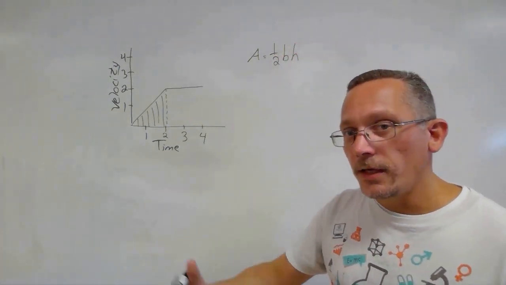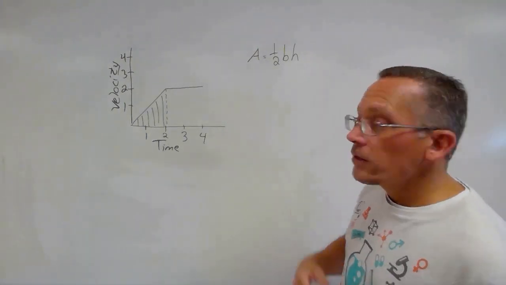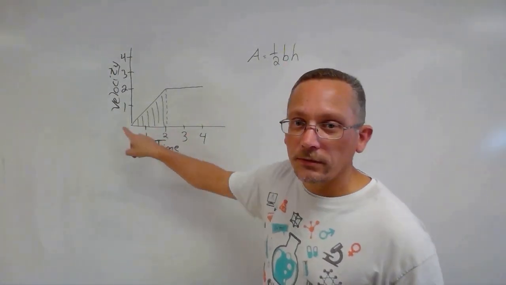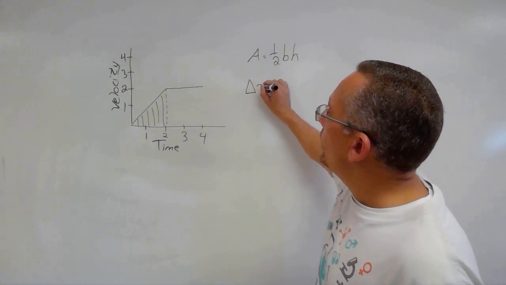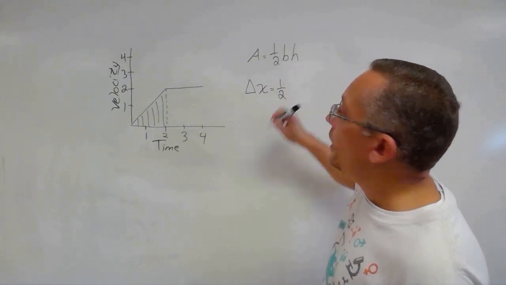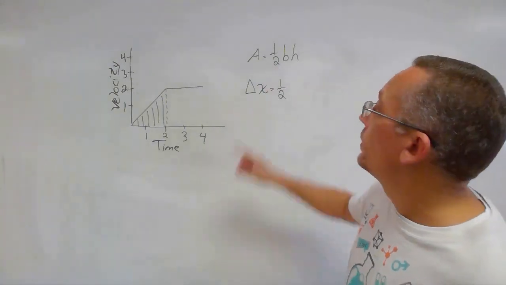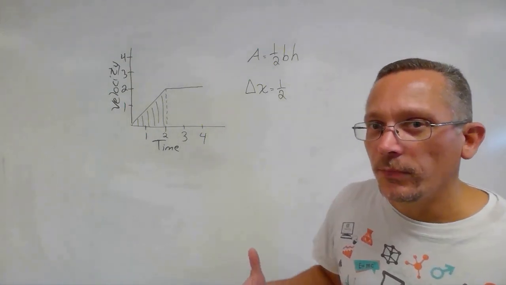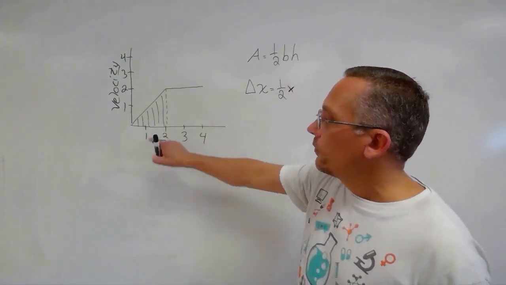Some people learn base times height divided by 2, some people learn 1/2 times base times height. It's the same thing. So let's take a look. Do we know what the base of that triangle is? Well, it's 2 seconds, from 0 to 2. So this will be the displacement. It'll be 1/2. And by the way, when you see a number that's already part of a formula, you don't need to count that for significant figures. This is not one significant figure. This is more like a counted number, an infinite number of significant figures. So my base there is 2 seconds.